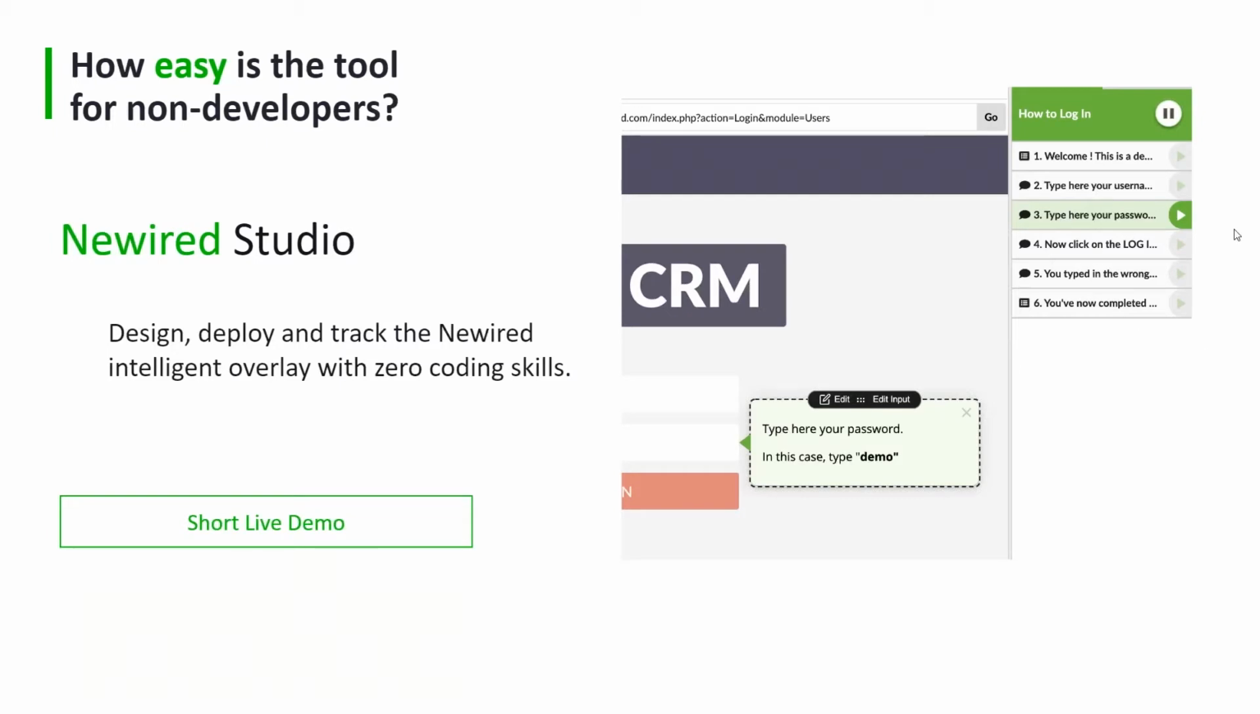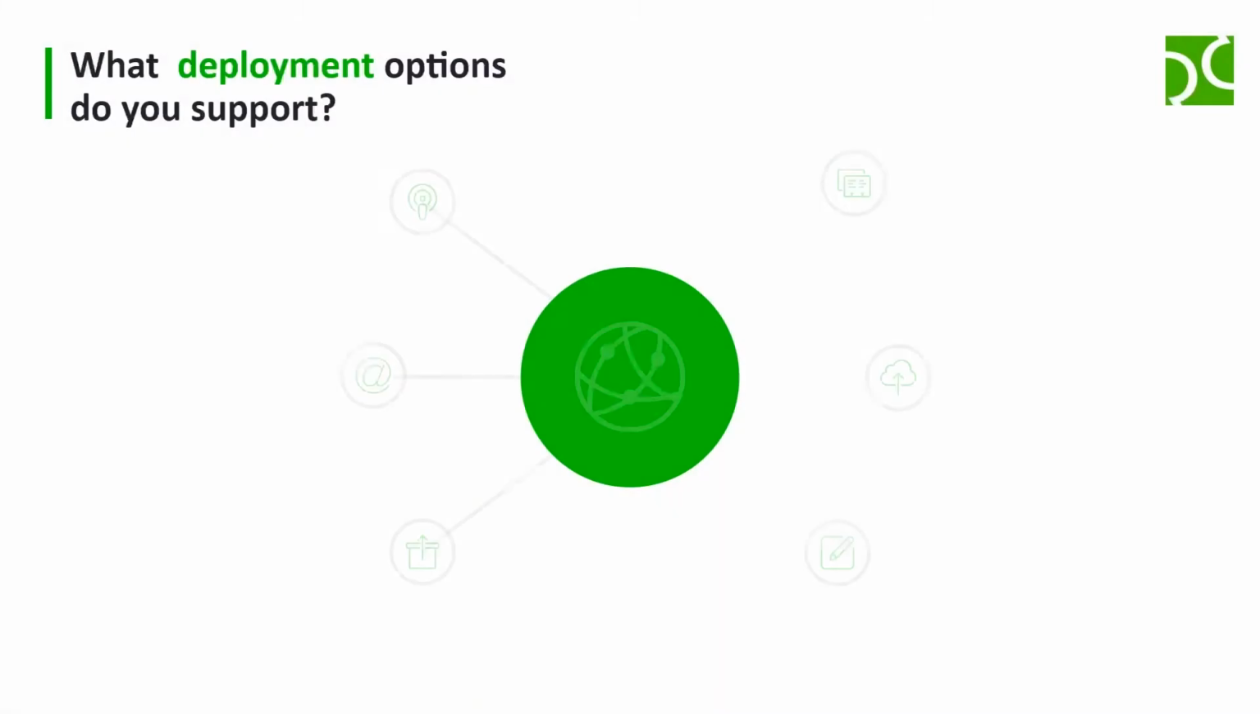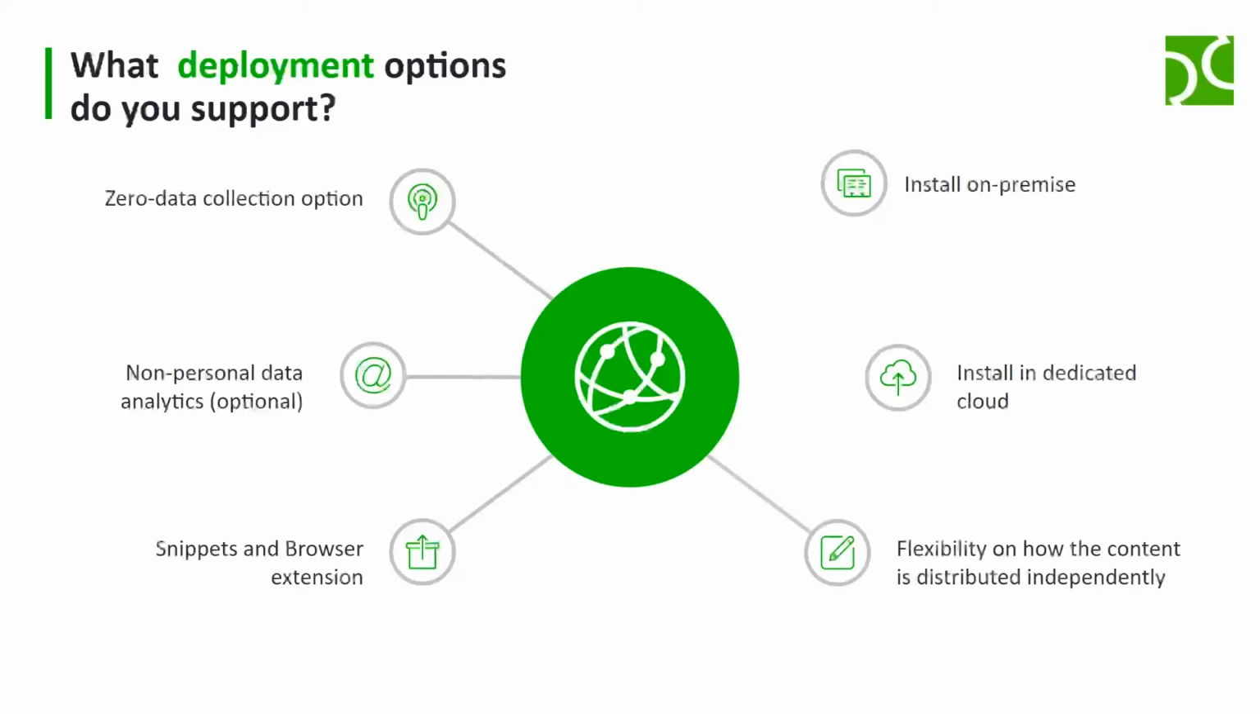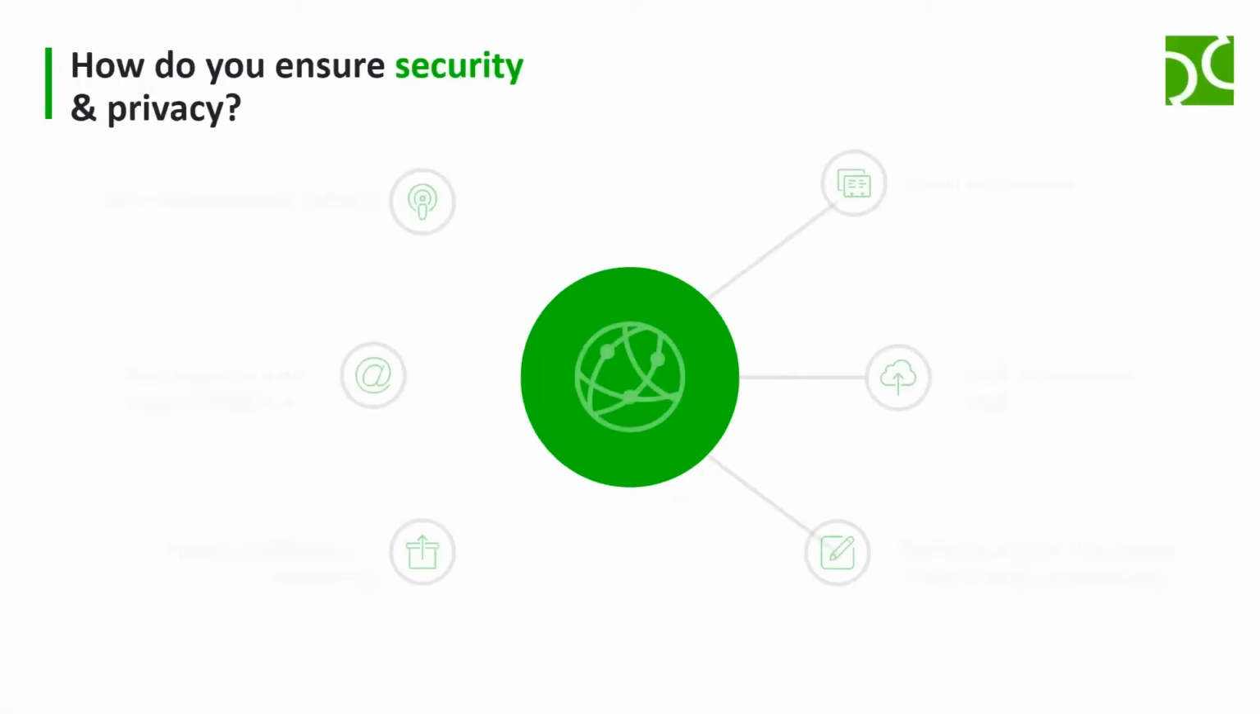So getting back to the common RFP questions, we are going to start talking about deployment and security. There are 3 ways to have the application deployed. An on-site service solution for high-level customers and public organizations, a dedicated cloud solution serving up Newired to the target application, or a simple web browser extension allowing all the users to access the guidance tools available.